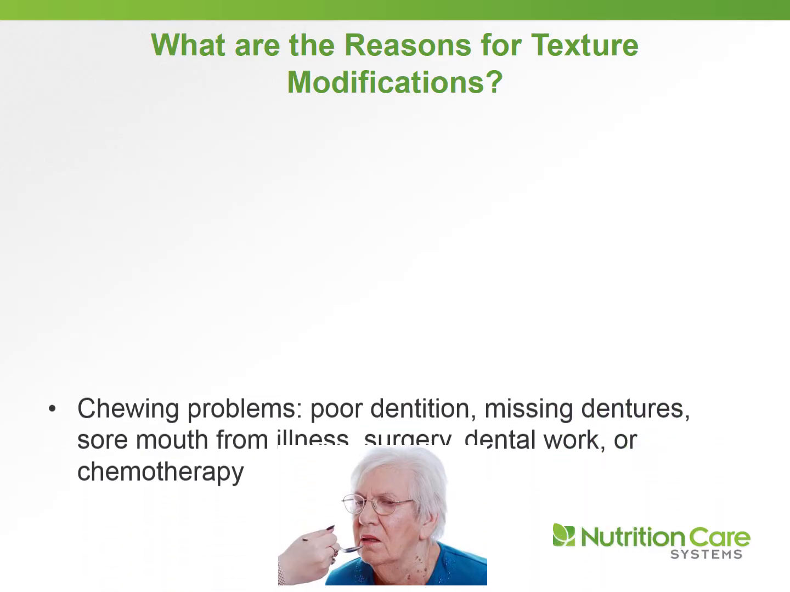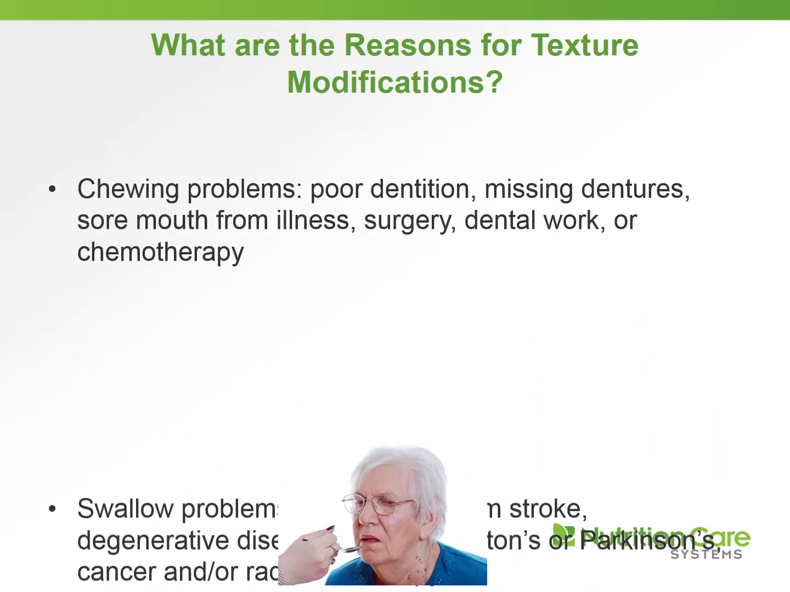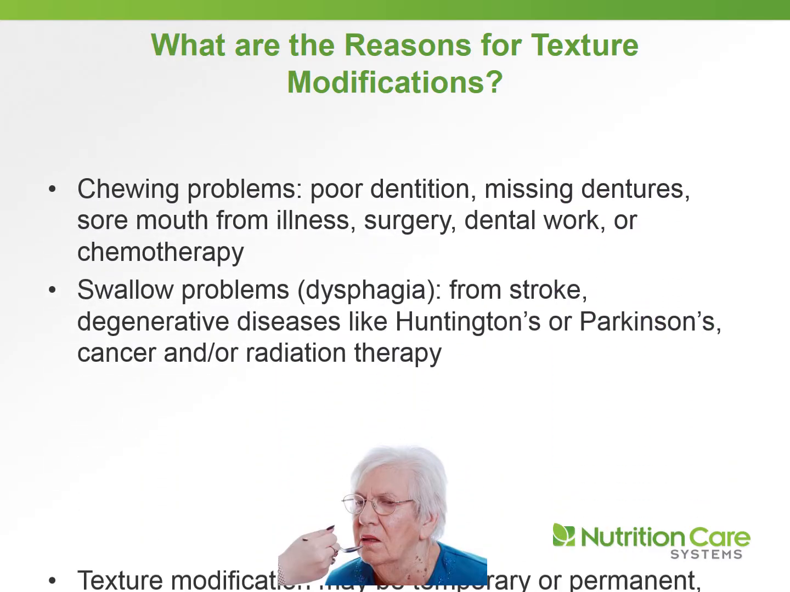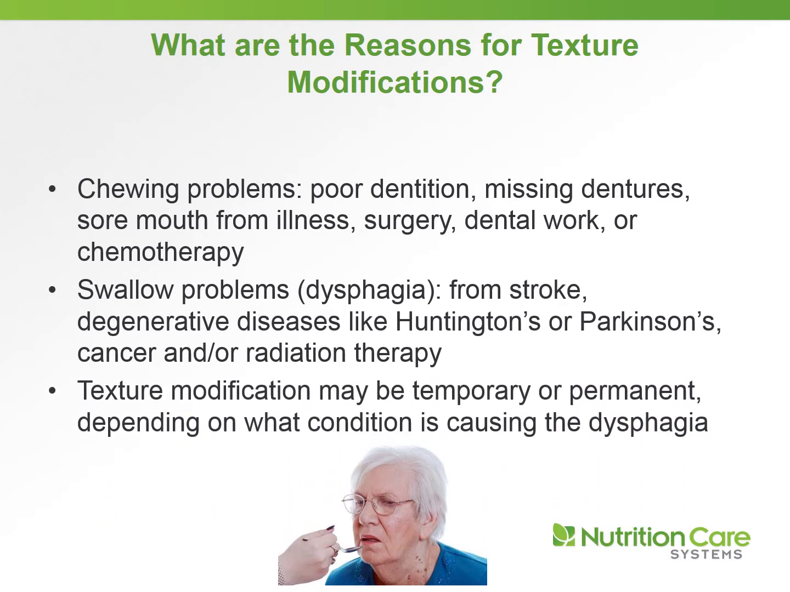What are some of the reasons for modifying the texture of the diet? One would be chewing problems, whether it be poor dentition, missing dentures, missing teeth, sore mouth from illness, surgery, dental work, or chemotherapy. And then swallowing problems such as dysphagia might result from a stroke, diseases like Huntington's or Parkinson's, cancer, or radiation therapy. Keep in mind too that texture modifications may only be temporary, not a permanent change, depending on what condition is causing the dysphagia.